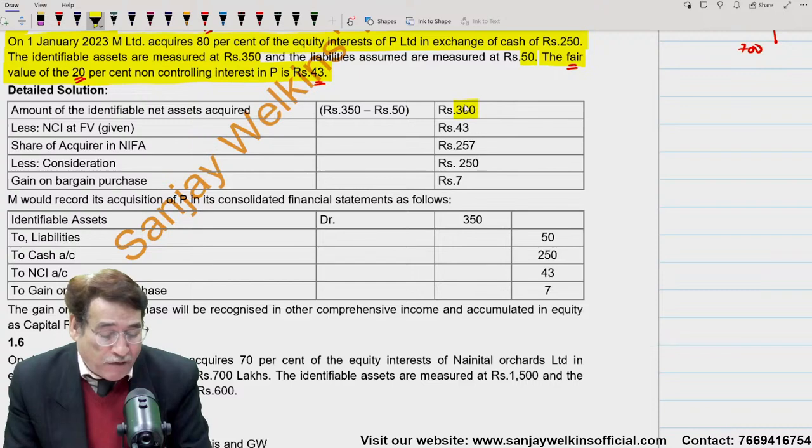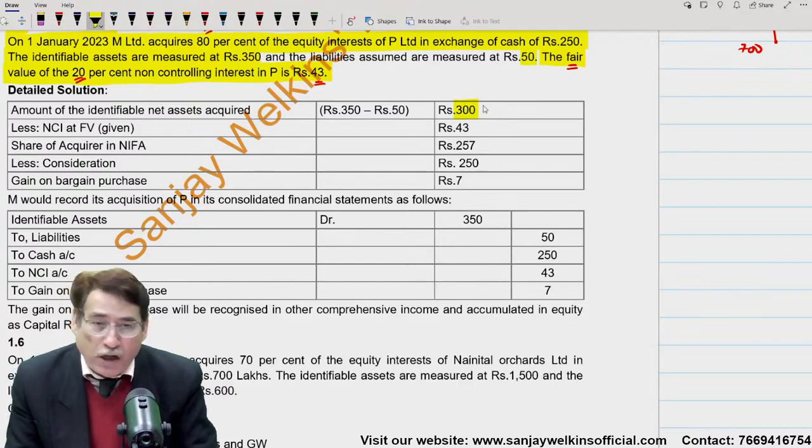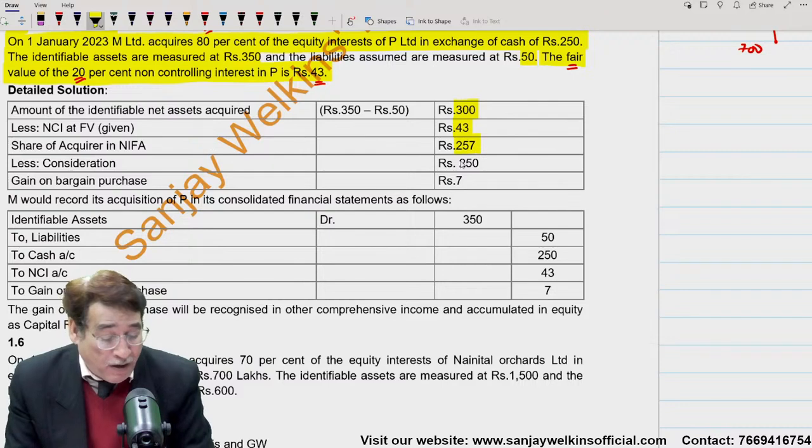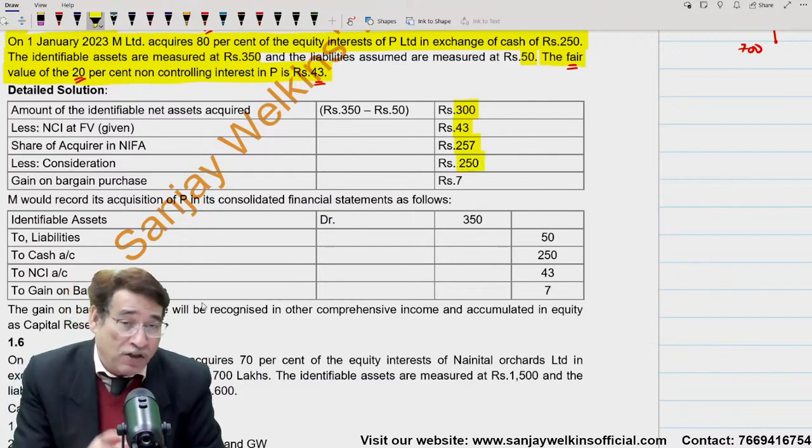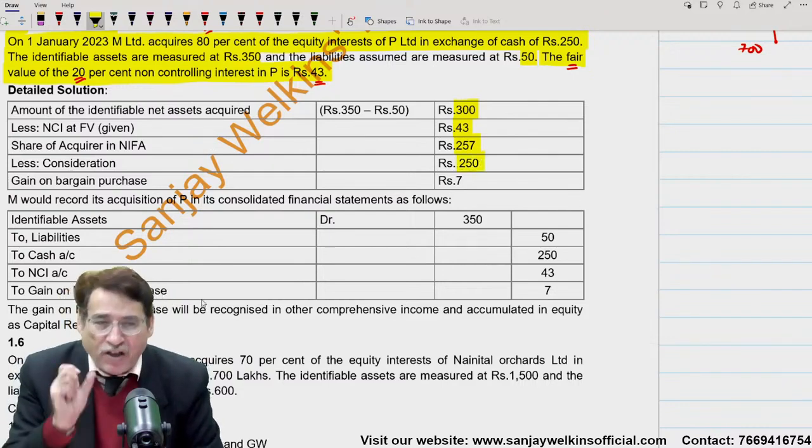Amount of net identifiable assets, 350 minus 50, will be equal to 300. NCI value on the basis of fair value is given to you already as 43. So whatever balance is there belongs to the acquirer; compare it with the consideration in this case. And this is the first question.